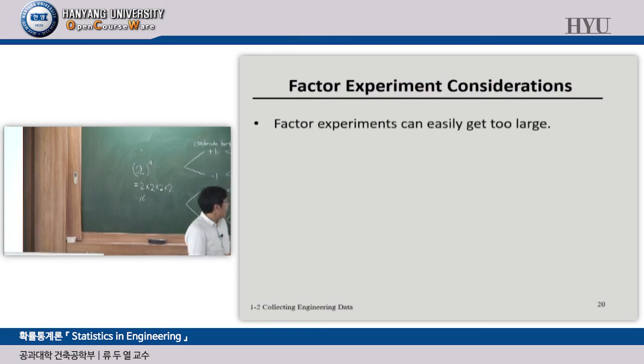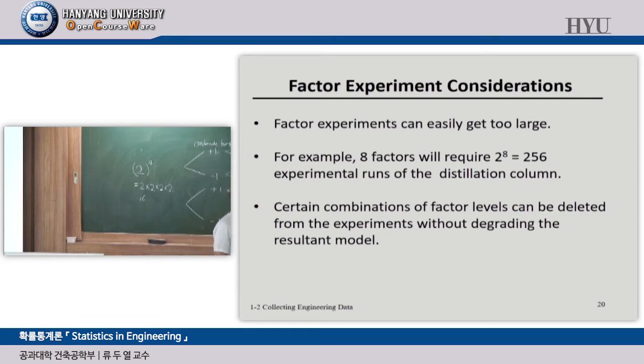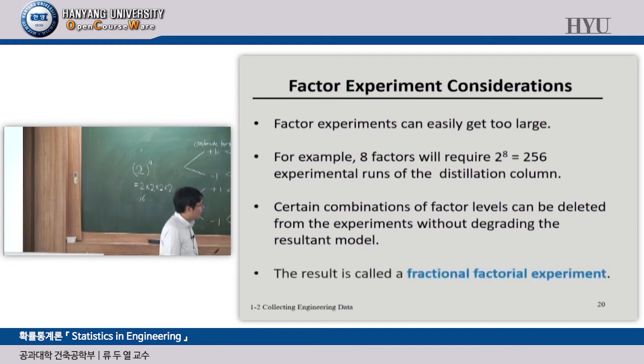But this type of factorial experiment can easily get too large. For example, if we consider just 8 inputs, we require 2 to the power of 8, which equals 256 experimental runs of the distillation columns. That is too much. We can never perform 200 experiments. So certain combinations of the factor levels can be deleted from the experiment without degrading the resultant model. And I'm going to explain how this works. The result from this process is called a fractional factorial experiment.